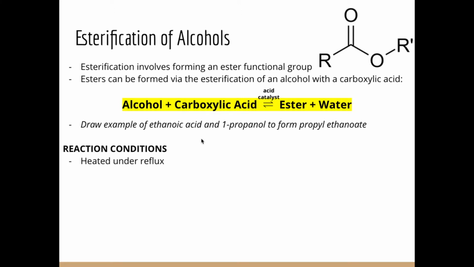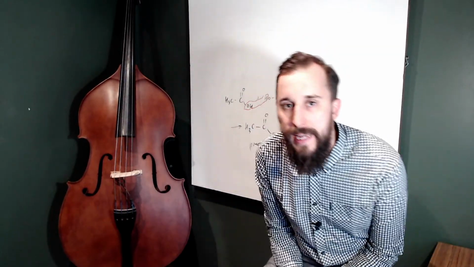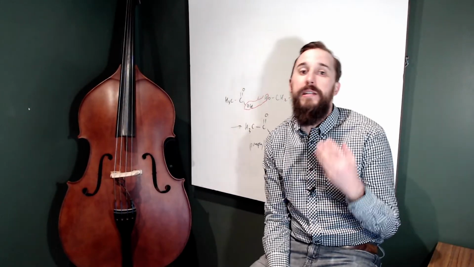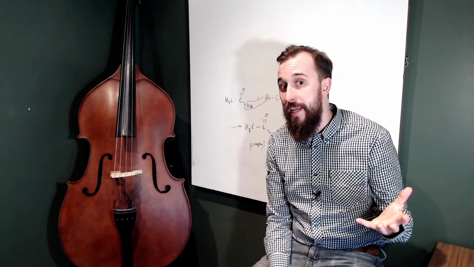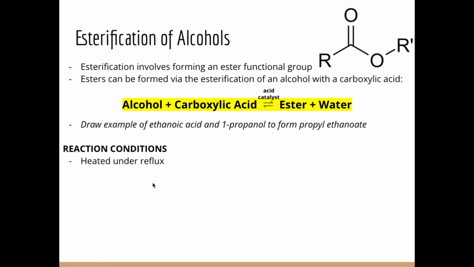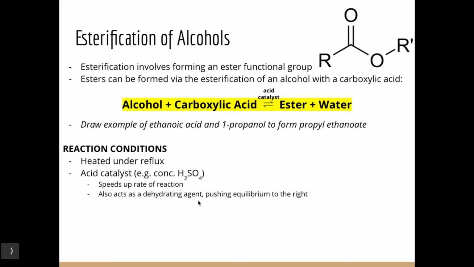Reaction conditions that are important here. It's heated under reflux. We've got to supply that energy. Reflux we've talked about a few times, a very common technique in organic chemistry to supply energy to a reaction without losing any of your products or your reactants. We also said we need an acid catalyst here. Often concentrated sulfuric acid is what is used. This is twofold. It speeds up the rate of reaction and it also acts as a dehydrating agent, so it pushes the equilibrium further to the right, increasing our yield.